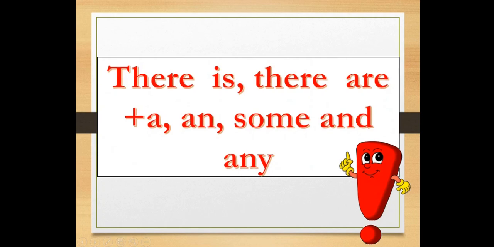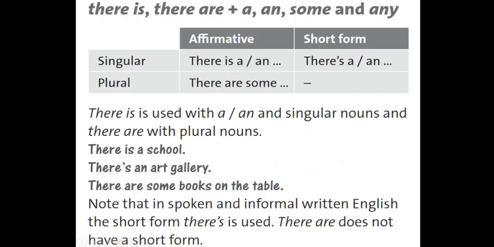There is, there are, plus a, an, some and any. Сегодня на уроке мы с вами разберем конструкцию there is, there are. Также повторим, когда используется артикль an, когда используем такие слова, как some и any. There is, there are.